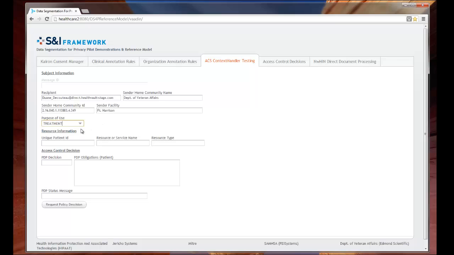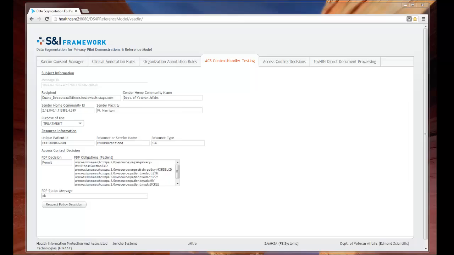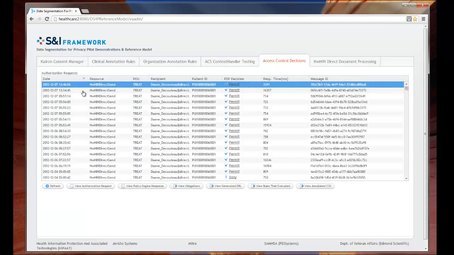First, let's generate an NHIN direct access control decision, as we are interested in obtaining the obligations from the patient consent as well as the servicing organization. The obligations returned from the access control system contain patient restrictions to redact substance abuse and mental health related issues and to mask HIV and sickle cell anemia.